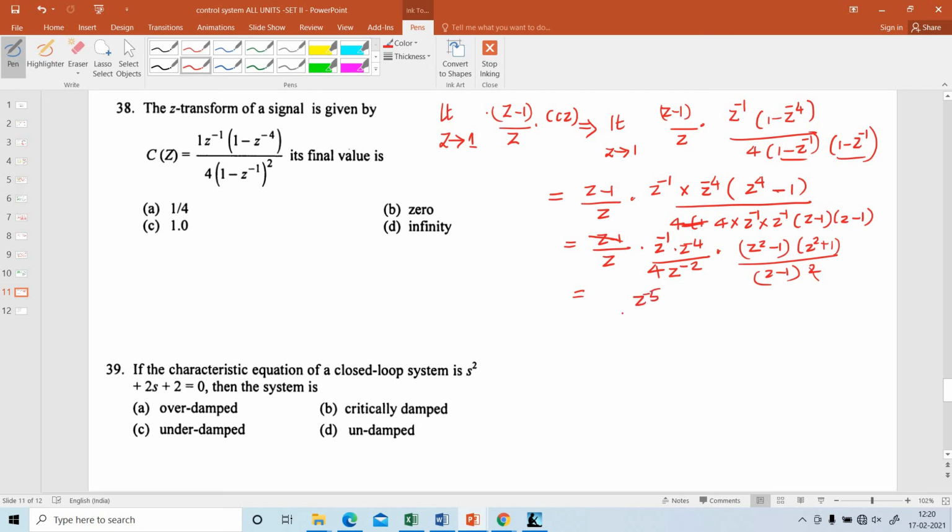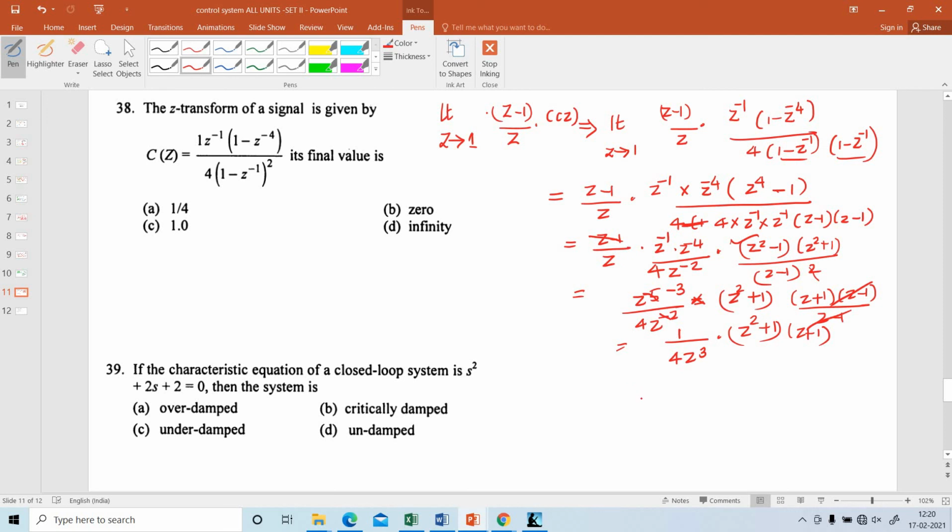Now I have to expand this. So z power minus 5 divided by 4 into z power minus 2, and then that is again into (z square plus 1) into (z plus 1) into (z minus 1). I have to expand this one divided by z minus 1. Both get cancelled, and I have to cancel this z power minus 3. So finally I get 1 by 4 z cube into (z square plus 1) into (z plus 1).